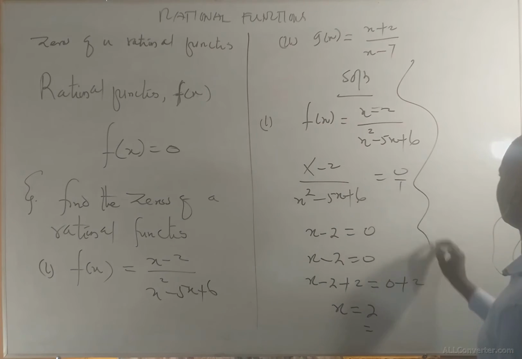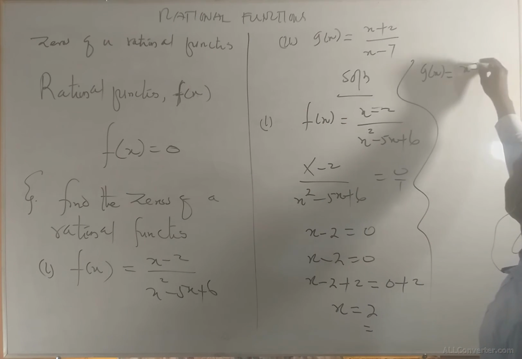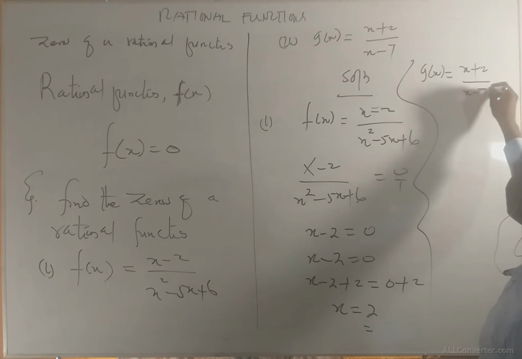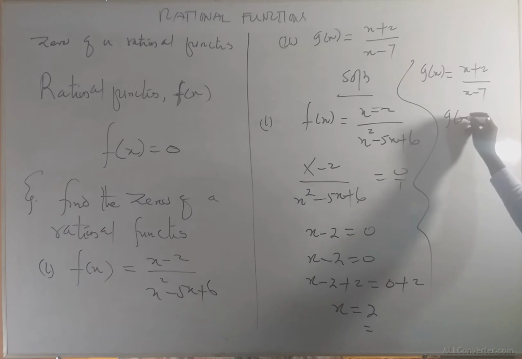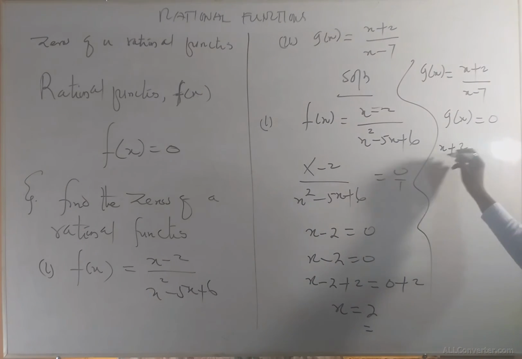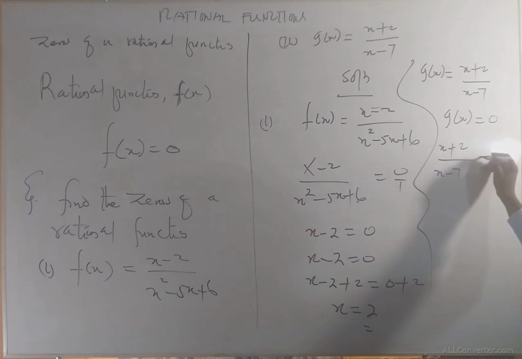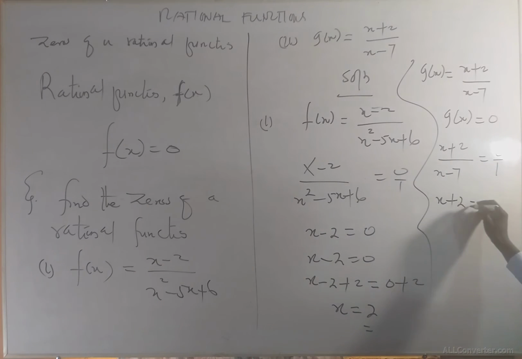Now, let's look at the second problem. We are given g of x equal to x plus 2 over x minus 7, and we have to find the zeros. For the zeros, the function must be equal to 0. The function is x plus 2 over x minus 7, and this is equated to 0, which is 0 over 1. So cross multiplication: 1 times this will give us x plus 2, and 0 times x minus 7 gives us 0.